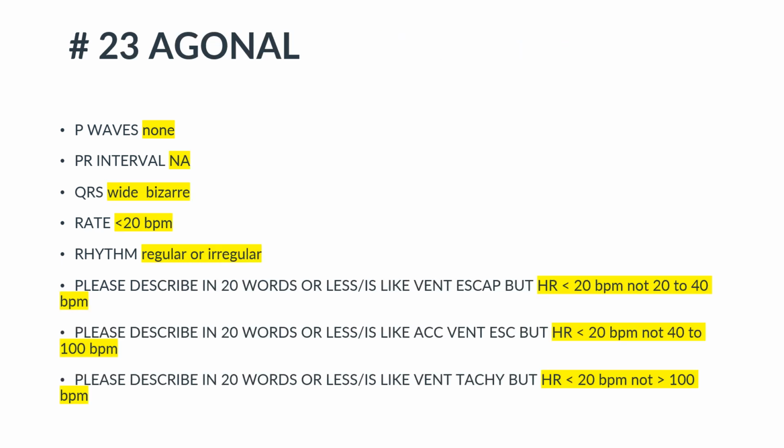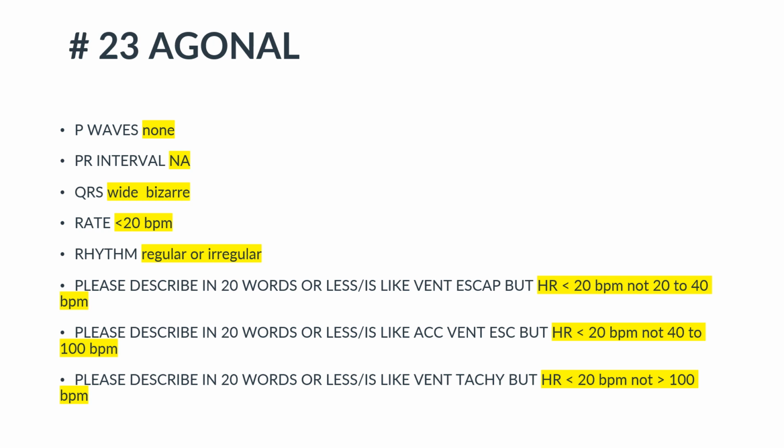Okay, so agonal rhythm. You are actively dying. Your heart is not pumping enough blood to keep you alive. And so there are no P waves, there's no PR, because this is a ventricular rhythm. Now the QRS is going to be wide and bizarre. The heart rate is going to be less than 20 beats per minute. That's why you are actively dying.